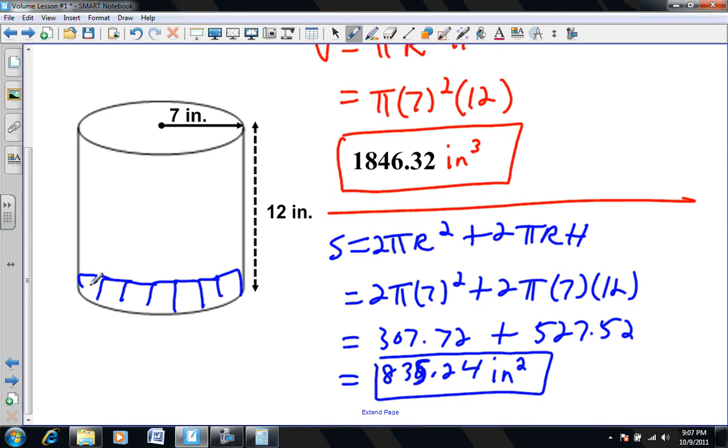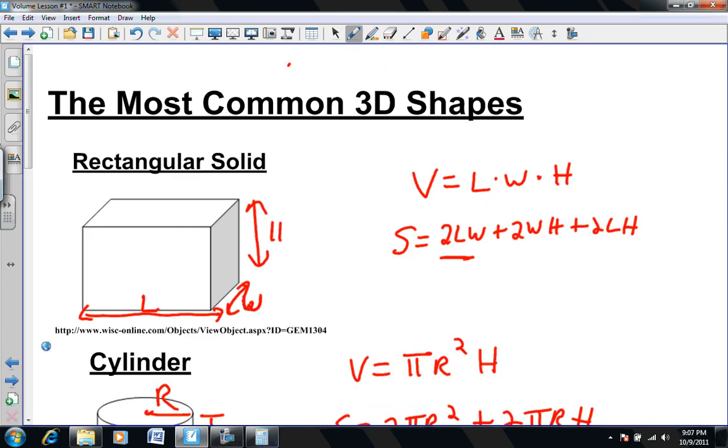Now, that's the basics. What it comes down to is make sure you know what volume is, make sure you know what surface area is, and make sure you can use these formulas to figure that out. Now it's just time to practice.